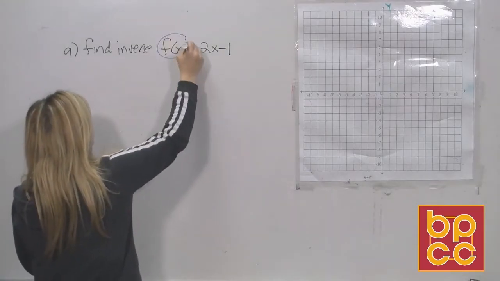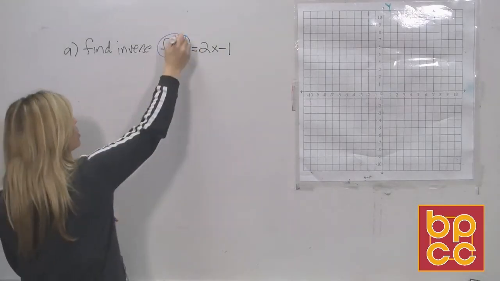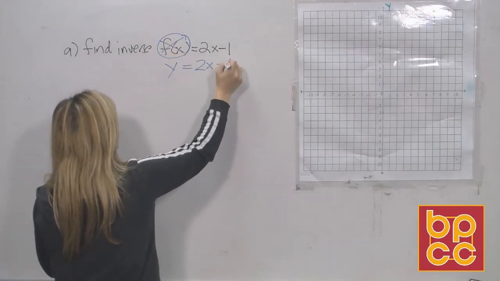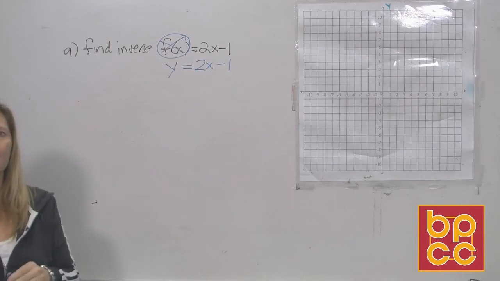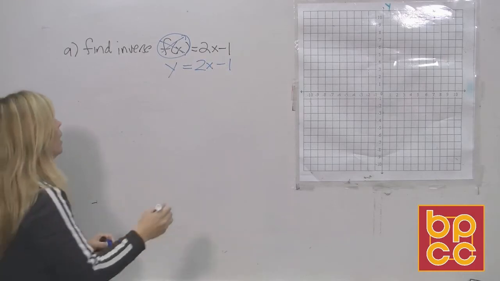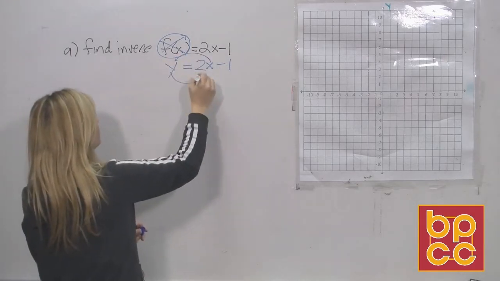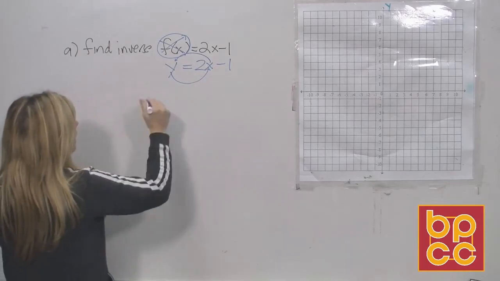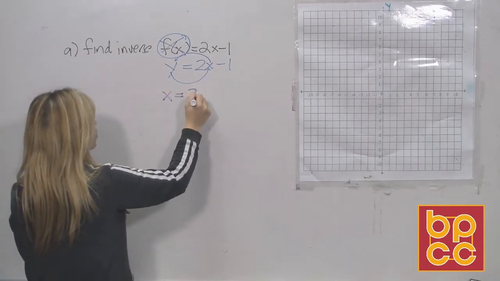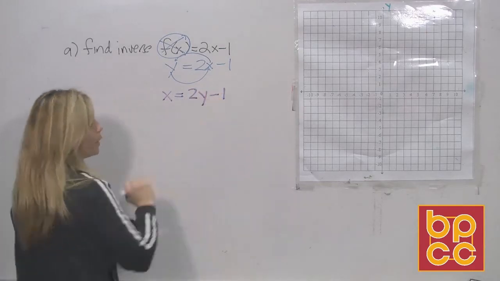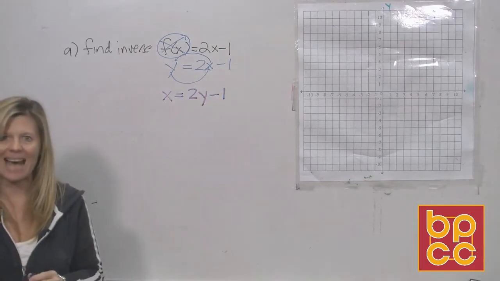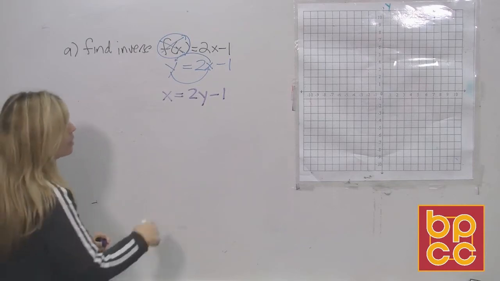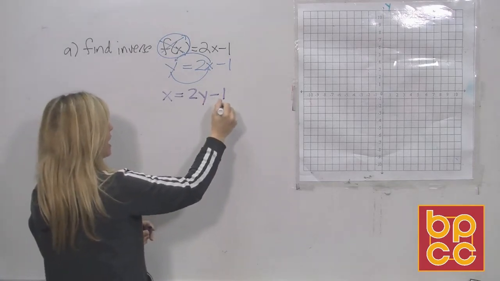I'm looking here. That's my function notation. That's the letter y. So I have y equals 2x minus 1. I see my x, I see my y. Okay, I'm going to switch them. So now my new equation is going to be x equals 2y minus 1. But can I leave it like that? No. In every equation, y has to be isolated. So let's get y by itself. Let's add 1.